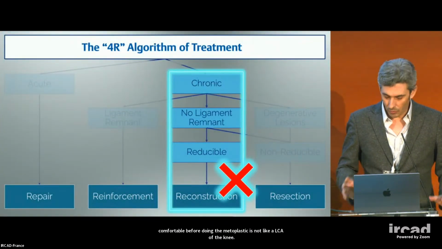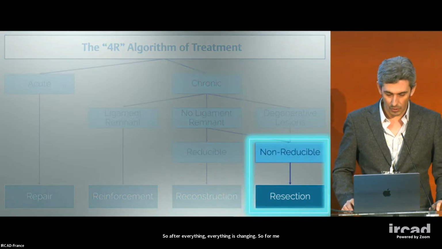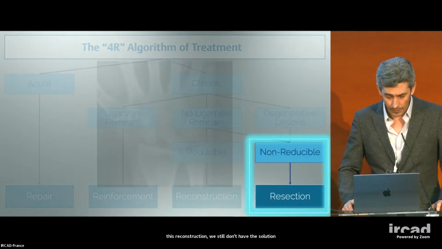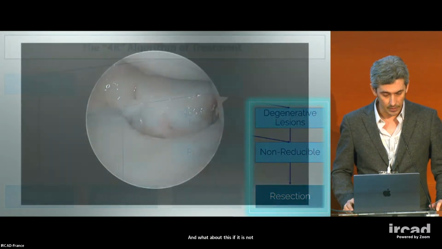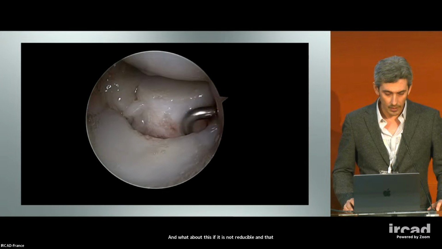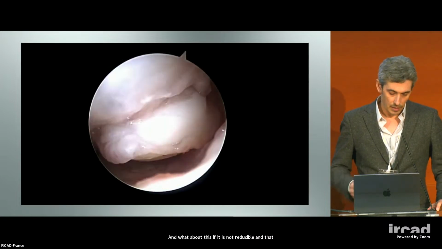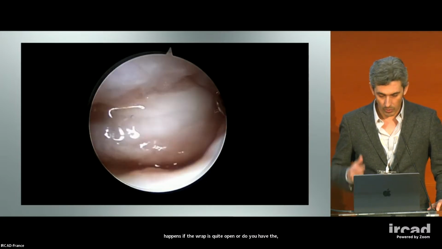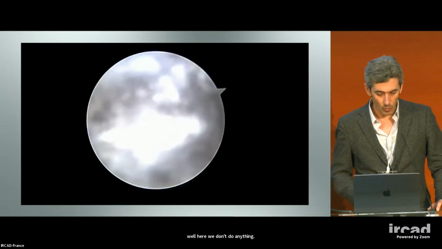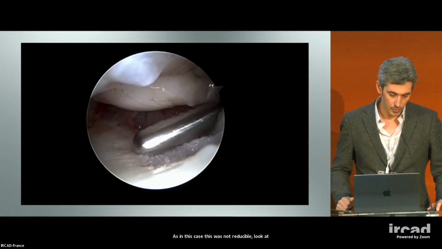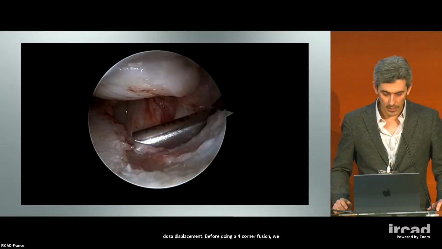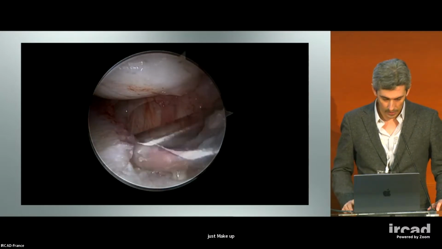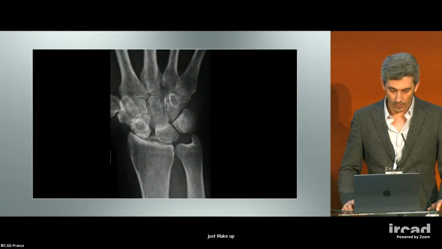So for me, with this reconstruction, we still don't have the solution. And what about if it is not reducible, and that happens if the gap is quite open or you have a degenerative lesion? Well, here we don't do anything. As in this case, this was not reducible. Look at this dorsal displacement. Before doing a four-corner fusion, we just make a resection of the dorsal side and wait until the patient wants this. That is a four-corner fusion.